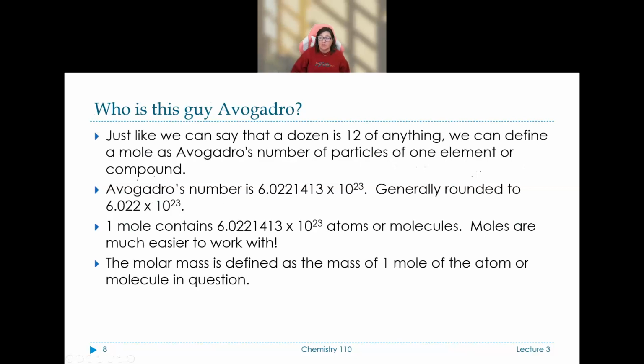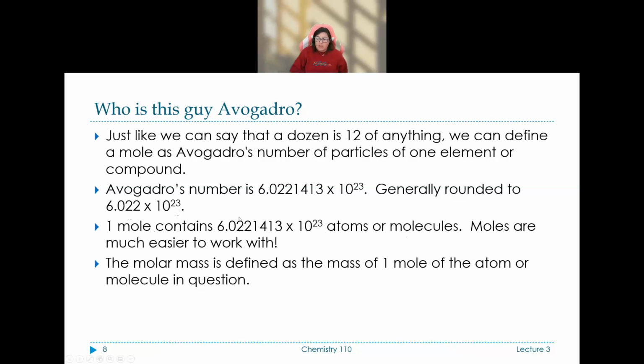Now, just like we can say that a dozen is 12 of anything, we can define a mole as Avogadro's number of particles of one element or compound. Okay, who's this guy Avogadro, and what the heck is his number? Avogadro's number is 6.0221413 times 10 to the 23rd. Generally, we round this to 6.022 times 10 to the 23rd. Now, as I've mentioned before, that number is considered infinitely known, so we don't round based on this. Even though it is rounded, we don't use it as a way to define sig figs. So 1 mole contains 6.0221413 times 10 to the 23rd atoms or molecules.